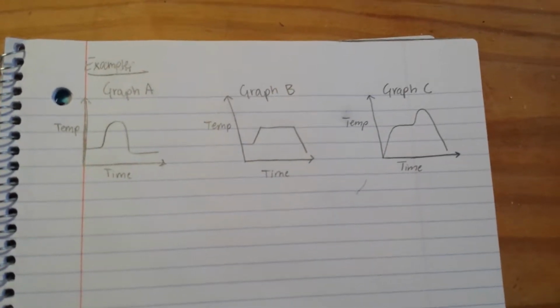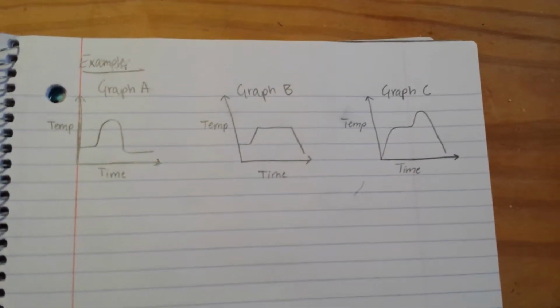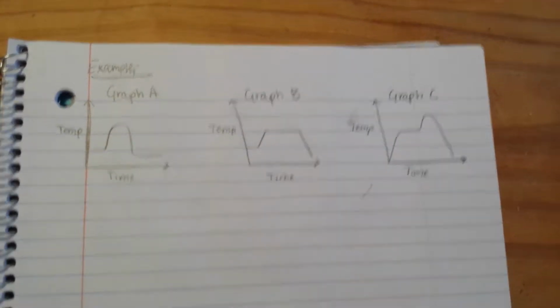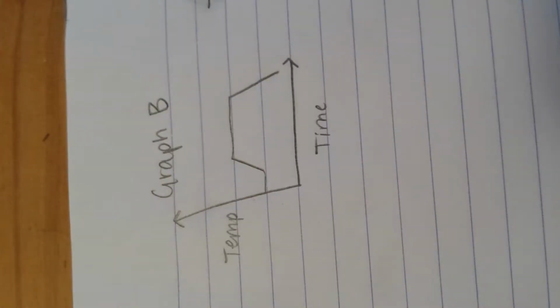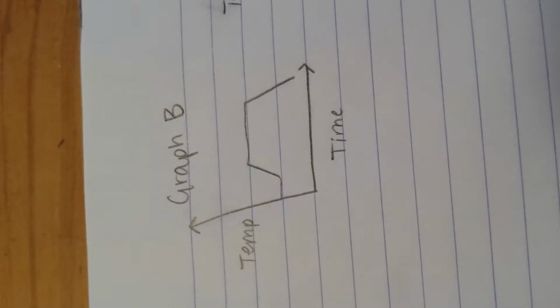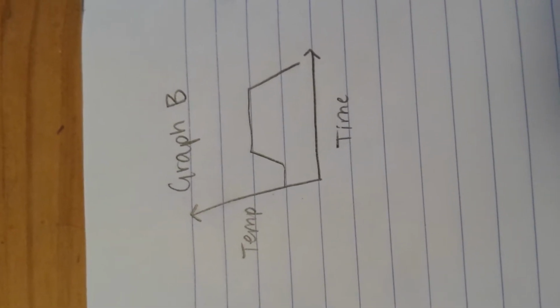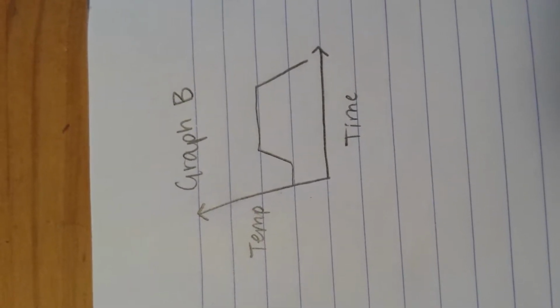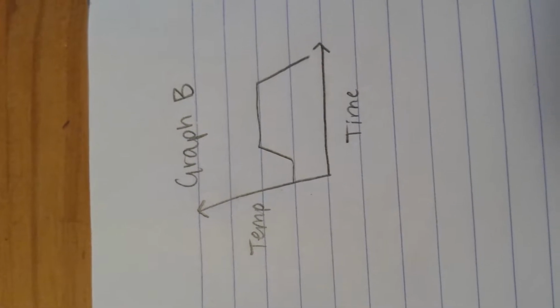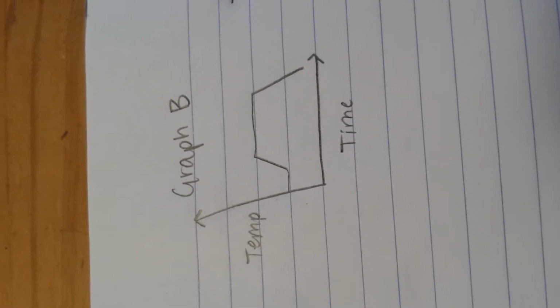So, what do you think the answer is? You don't know? Well, I'll tell you the answer. The answer is graph B. The answer is graph B because it shows all the key words in order. It was constant, then it rose steadily, then it stayed the same, then it dropped sharply.